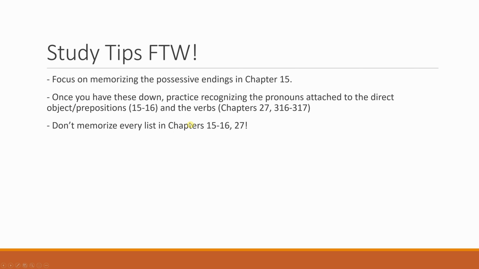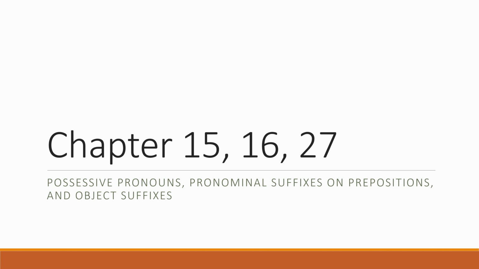The best thing you can do for practice after you feel a little bit confident in your memorization of the possessive endings in chapter 15 is just go through sentence after sentence using the answer key to double check yourself. And that practice of just learning to recognize the difference between the pronoun and the noun or the preposition or the object indicator to which it is attached, that is the best kind of practice that you can do this week.